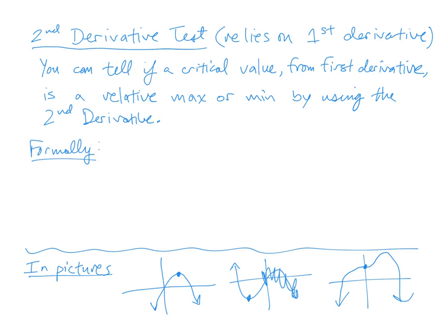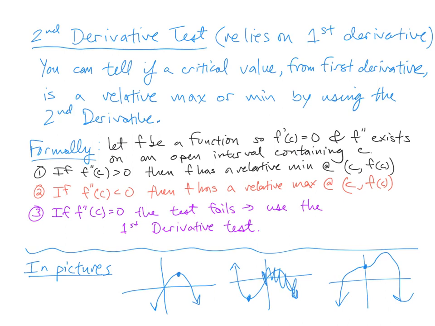So here's what the second derivative test says formally. First, all of the conditions. Of course, we have to let f be a function. So f prime of c, the critical value, has to equal 0. And the second derivative exists on an open interval containing that critical value. So we have these three cases that I just sort of mentioned. If f double prime of c is greater than 0, so if the second derivative is positive at that critical value, that means it's concave up, and f will have a relative minimum at that value.